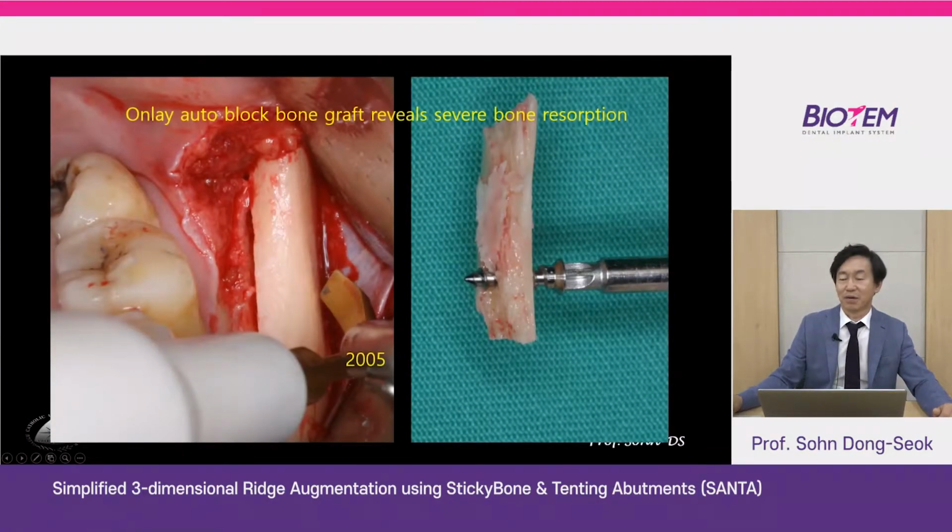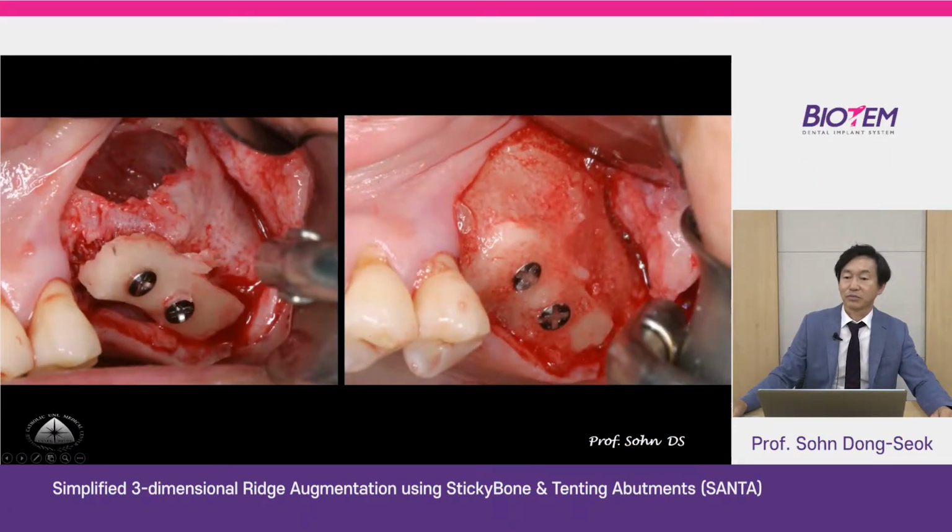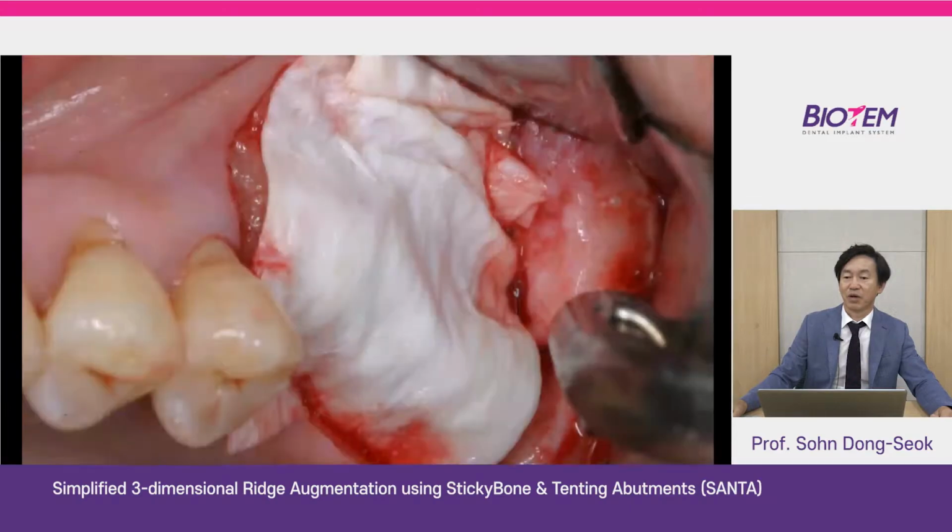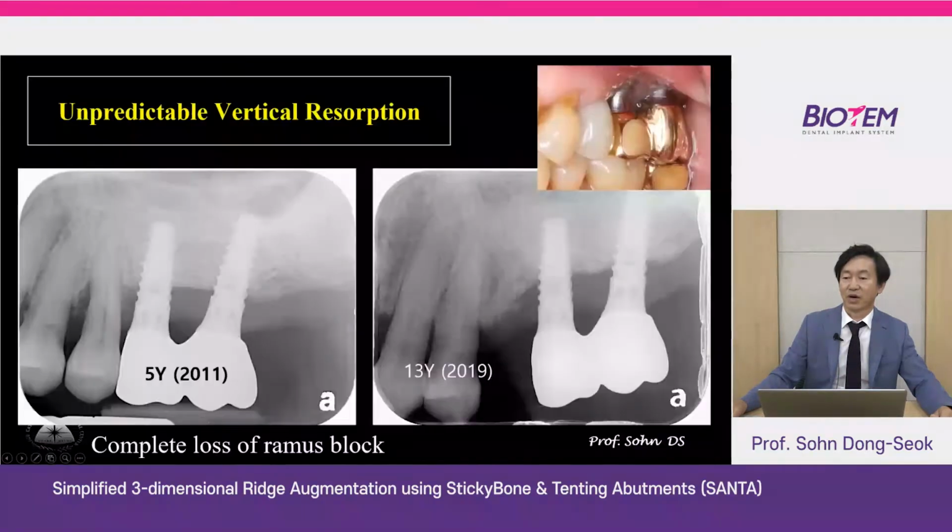This case is using ramus block bone. Piezo surgery was used to harvest the ramus monocortical block bone, and for vertical augmentation, the block bone was grafted on the recipient side, and a sinus bone graft was done at the same time. A collagen barrier was placed over the bone graft.